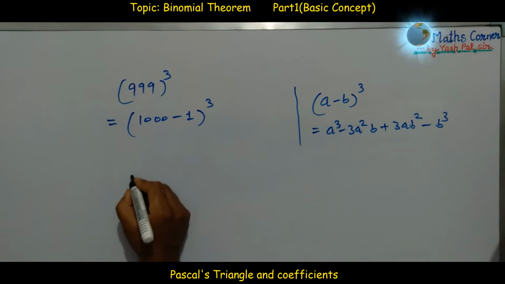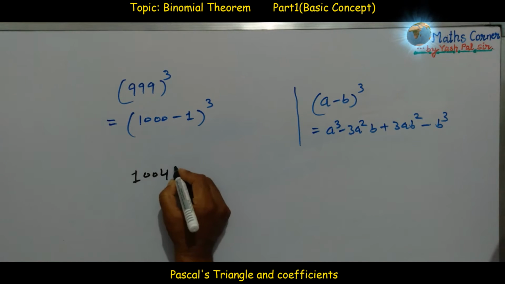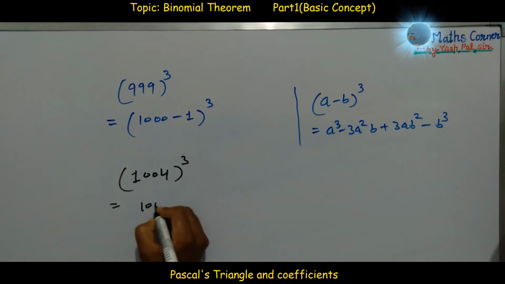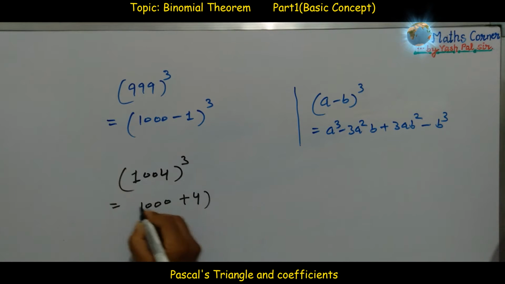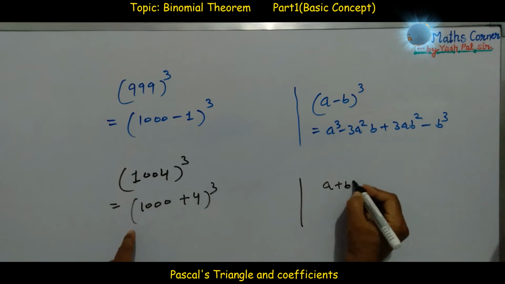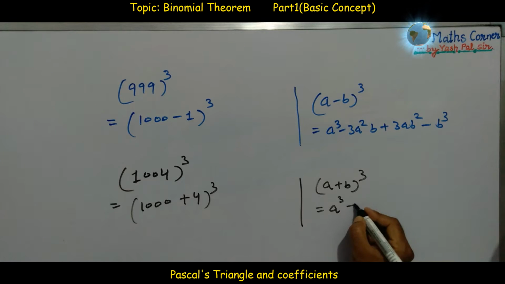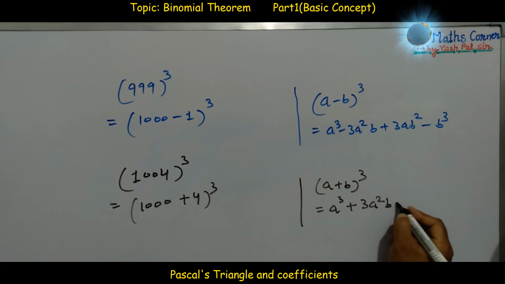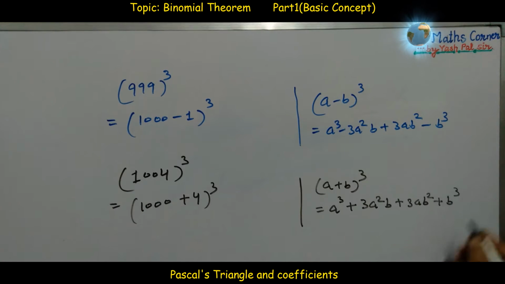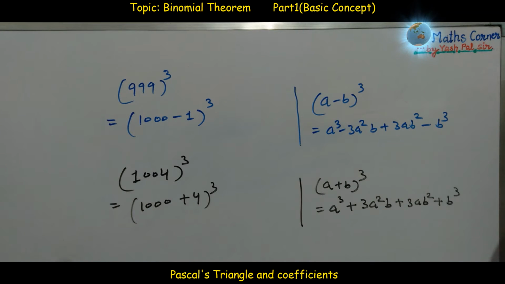Similarly, if we have the question, what is 1004 whole power 3, then what we do here is (1000 plus 4) whole raised to power 3, and we apply the identity (a plus b) whole raised to power 3 is equal to a power 3 plus 3a square b plus 3ab square plus b raised to power 3, like this. All this we have already studied in our previous class, that is class 10.